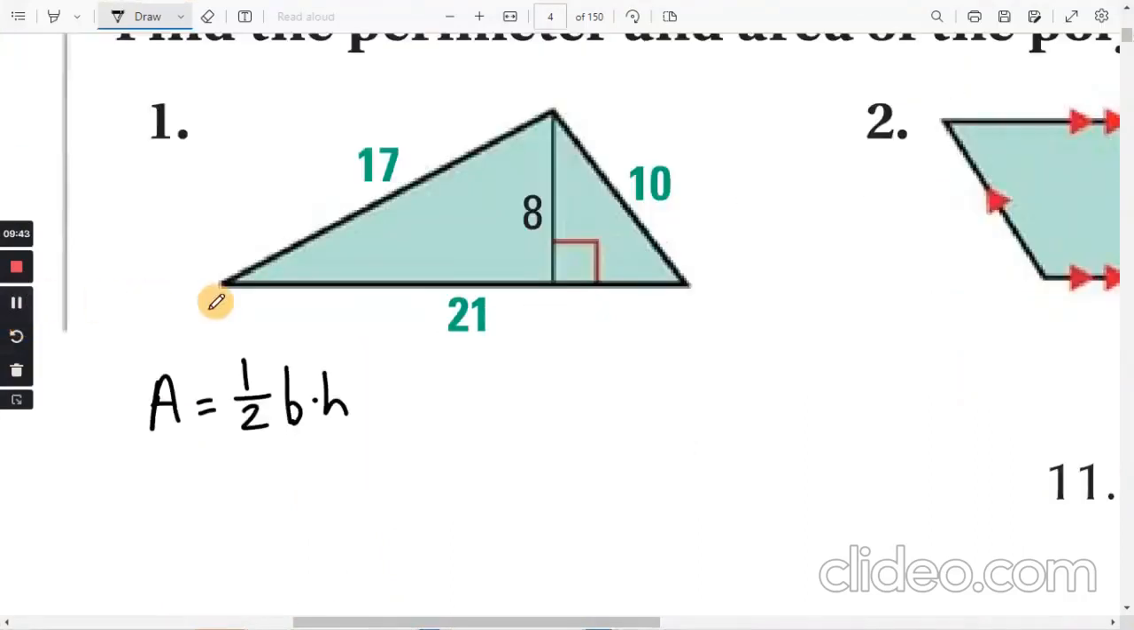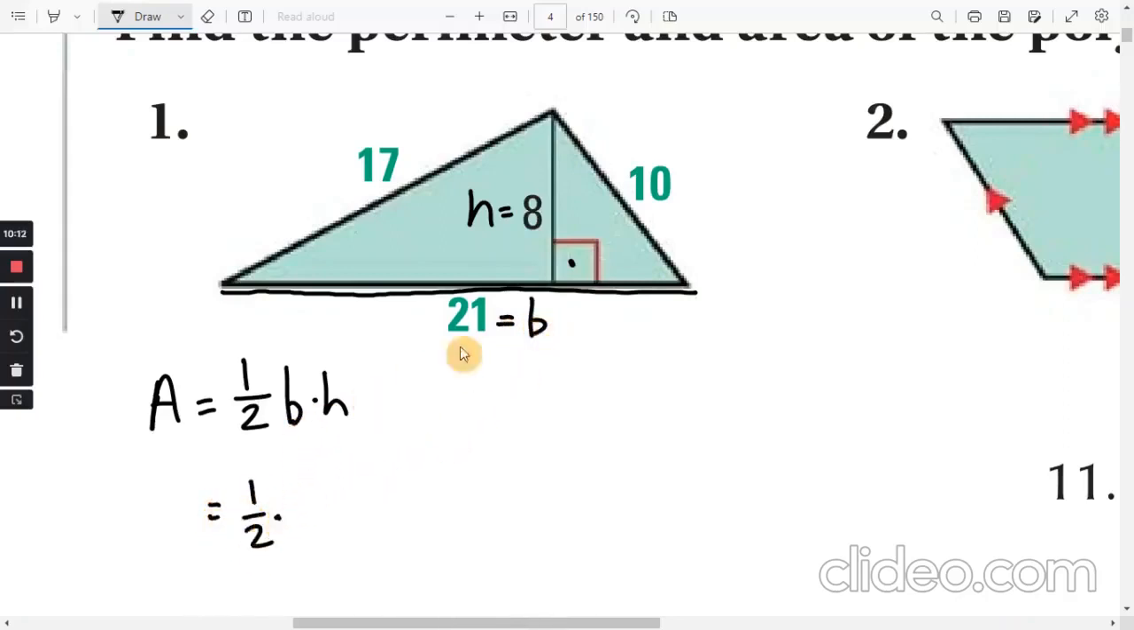All right, for the triangle, we said the base can be any side, but we already have the height right here. See this height, H, equals 8. And if you look at this height, it's perpendicular to this side right here. So we're going to have to use this side as the base if we use this as the height. So if the height is this here, this is going to be the base B. All right, so that's going to be 1/2 times B, which is 21, times H, which is 8.